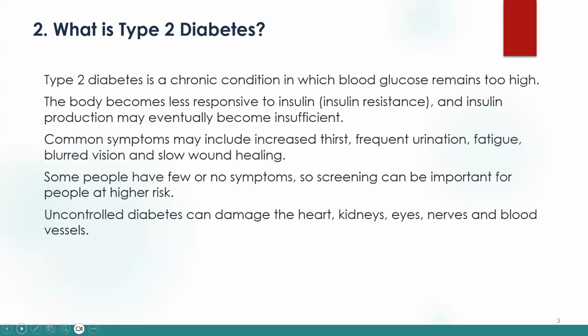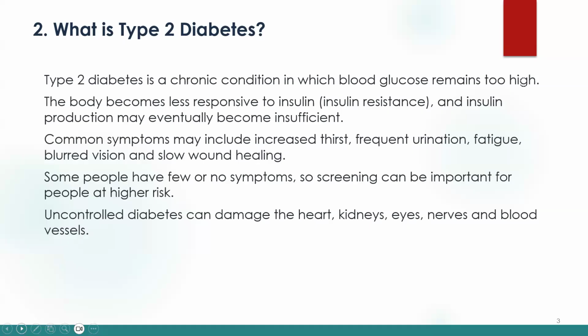And if such type 2 diabetes is not controlled properly, then it results in several complications in the heart, kidney, eye, nerves, and blood vessels. So these are the complications of type 2 diabetes.